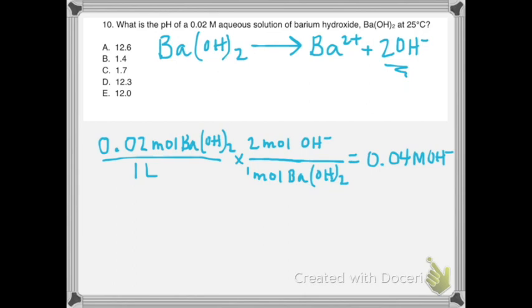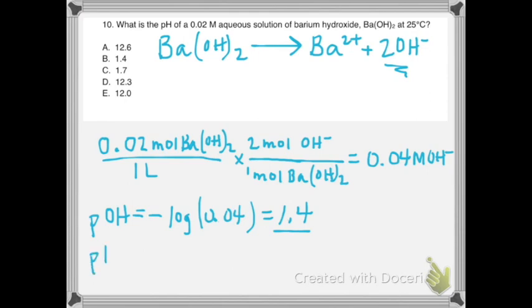Okay, so now that we know the concentration of our hydroxide, we can figure out our POH by doing the negative log of 0.04, which is equal to 1.4. So, would you go ahead and circle B? No, don't do it, because this is POH. Okay, so it's good to stop and think about what you're doing before you just bubble in your Scantron.